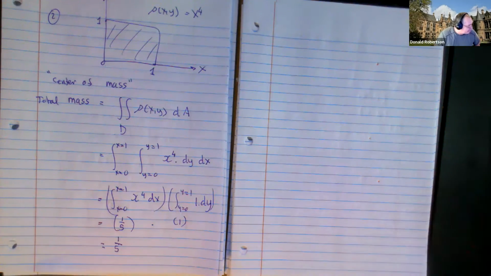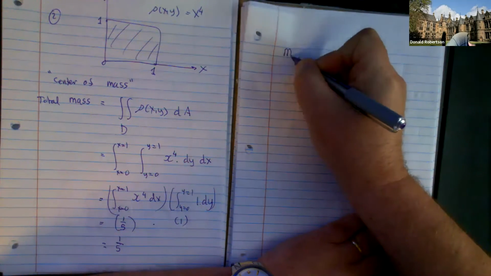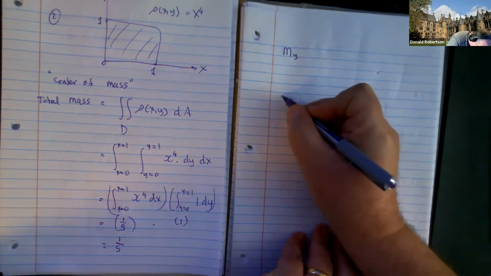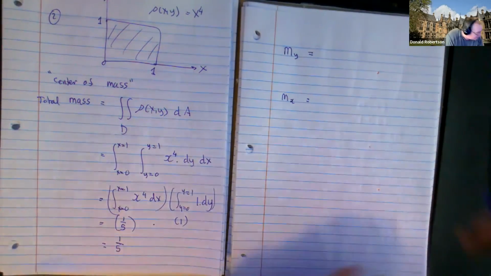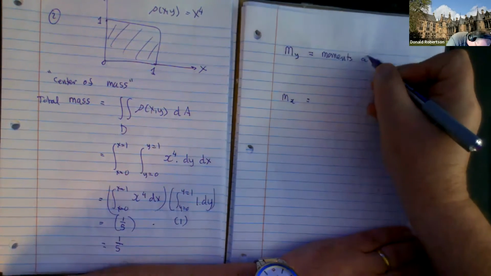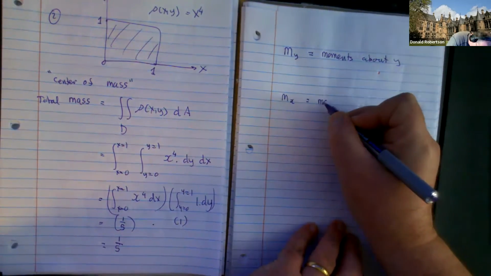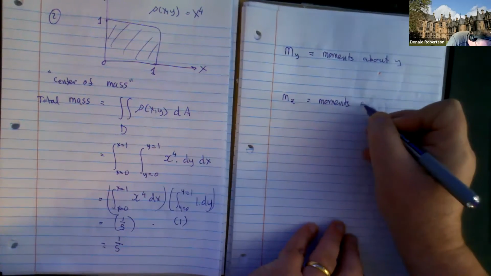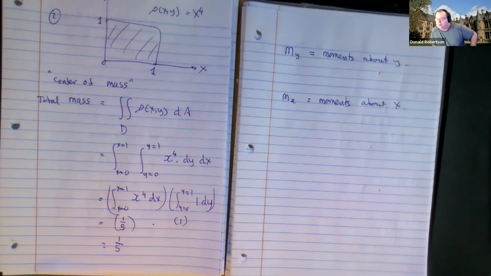Now the messy part. It's not as clean as you want it to be. First thing you're going to do is calculate two things. One's called My and one's called Mx. My, the first one, is the moments about y. That's their name. And Mx is the moments about x. I'm only telling you that because they told me. It's not a thing I'm interested in, but that's the name of them.